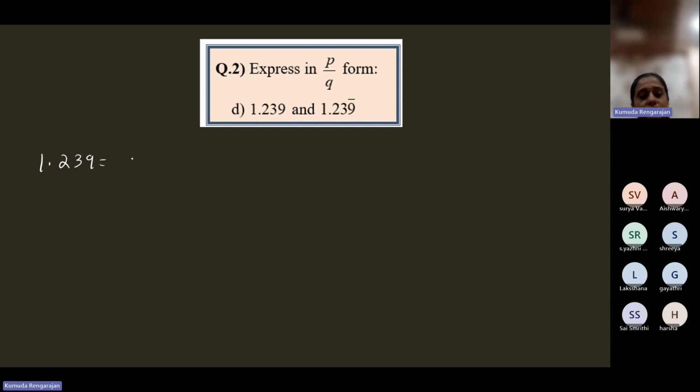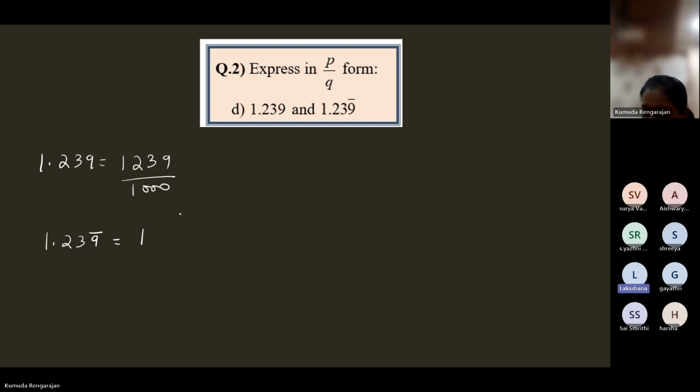1.239 is equal to 1,239 by 1,000, not 1 point. 1,239 by 1,000, right? What about this? 31 by 25. Lakshana, come again. 31 by 25.